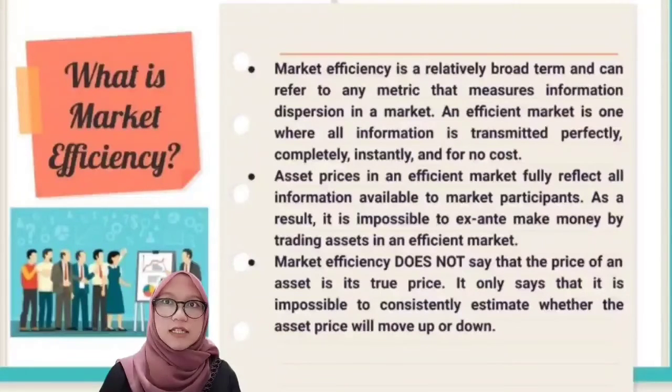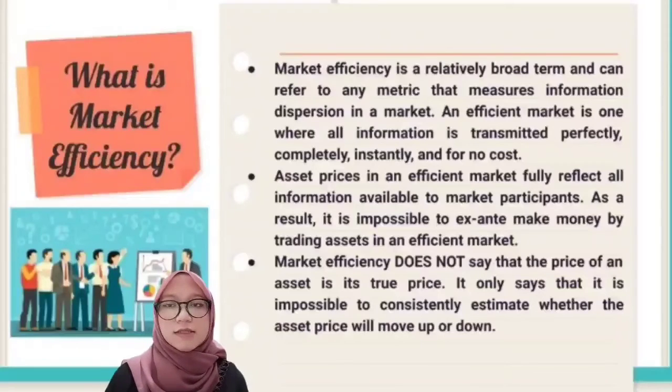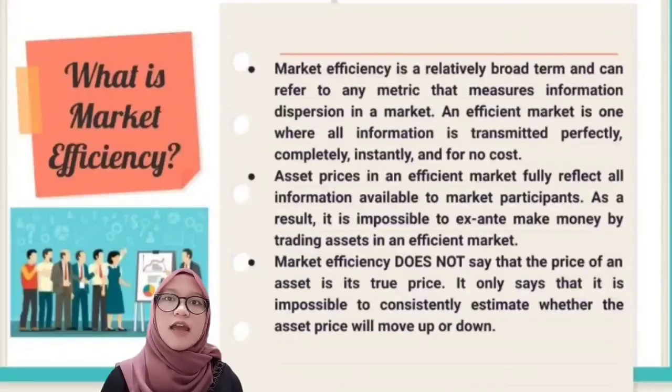Market efficiency is a relatively broad term and can refer to any metrics that measure information dispersion in a market. An efficient market is one where all information is transmitted perfectly, completely, instantly, and at no cost. Asset price in an efficient market fully reflects all information available to market participants. As a result, it is impossible to make money by trading assets in an efficient market.